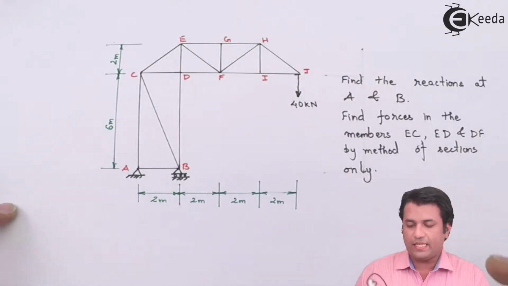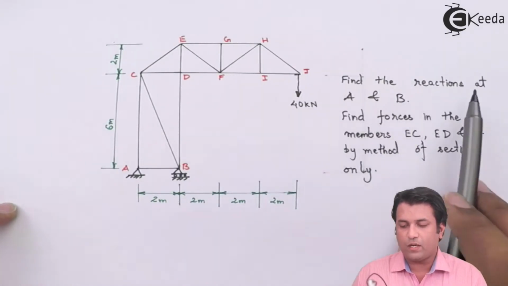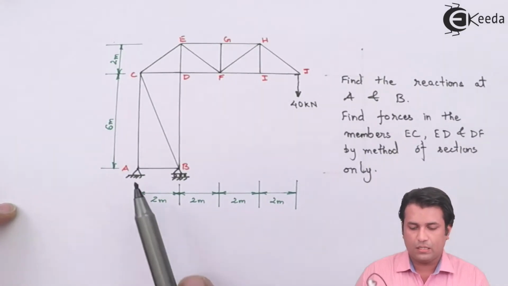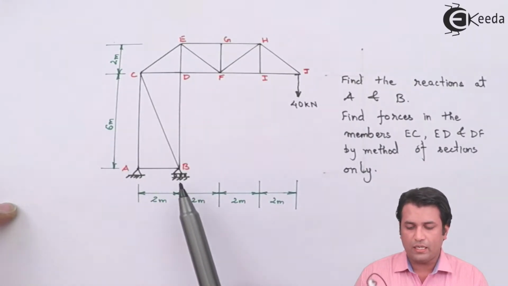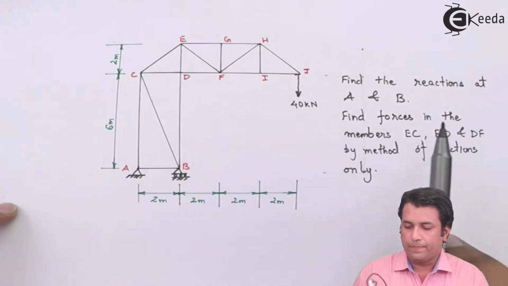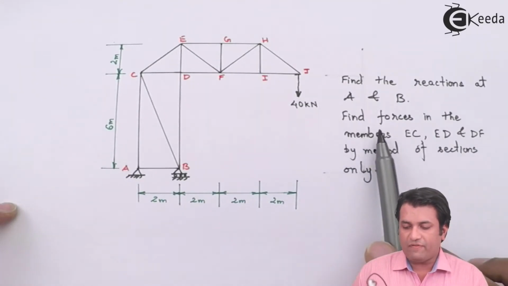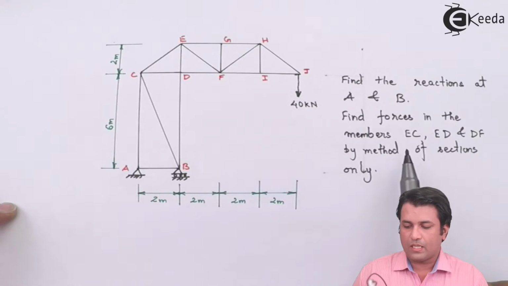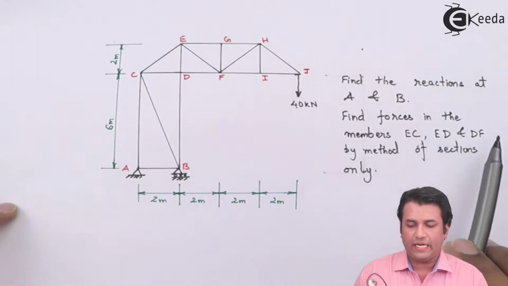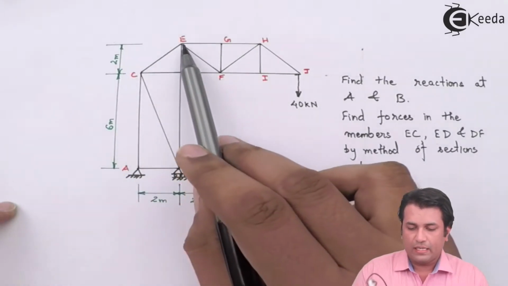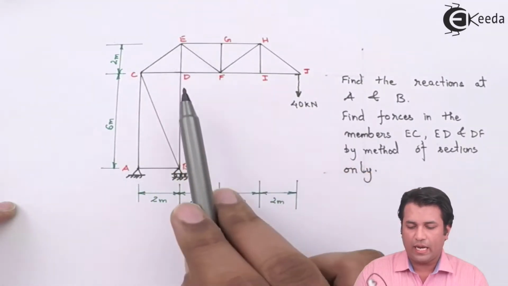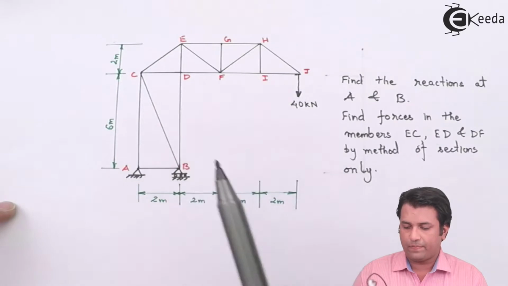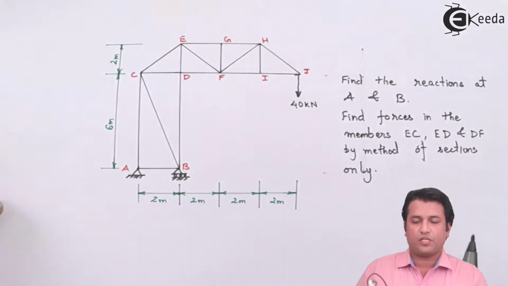In this we can see that it says that we have to find out reactions at A and B, that is at this position. We have a hinge support at A and a roller support at B. Then it also says that find forces in the members EC, ED and DF, that is this member EC, ED and DF by using method of sections.